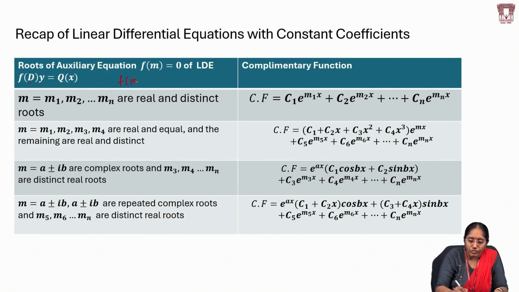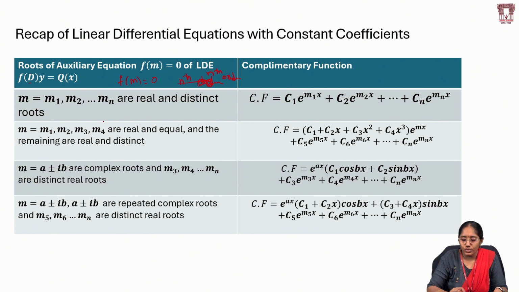Equate that f of m is equal to 0, and you get an algebraic expression of degree n. For an nth order differential equation, we get an nth degree algebraic polynomial. Then we have n roots of that particular polynomial. Let us consider m1, m2 and so on, mn are real and distinct roots.